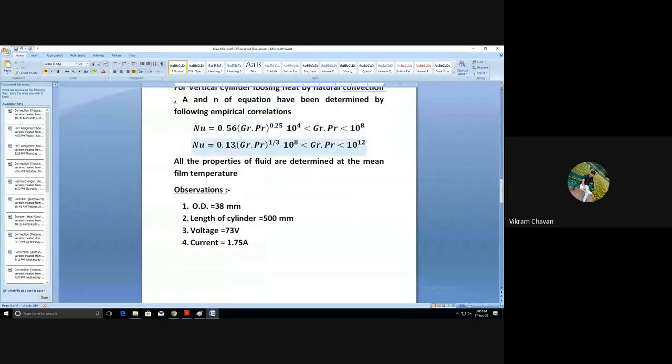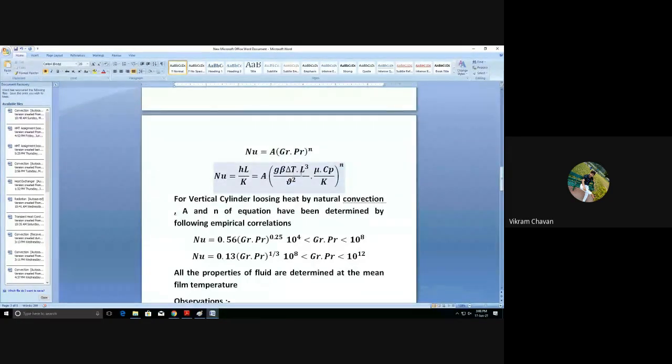The Grashoff's number formula is g beta delta t multiplied by L cube divided by nu square, where g is nothing but acceleration due to gravity, that is known. Beta we have to calculate. Beta is nothing but the reciprocal of mean film temperature, and that reciprocal should be in absolute temperature. So whatever mean film temperature you are getting, you have to add 273 to that, and then take the reciprocal. Then delta t is known.